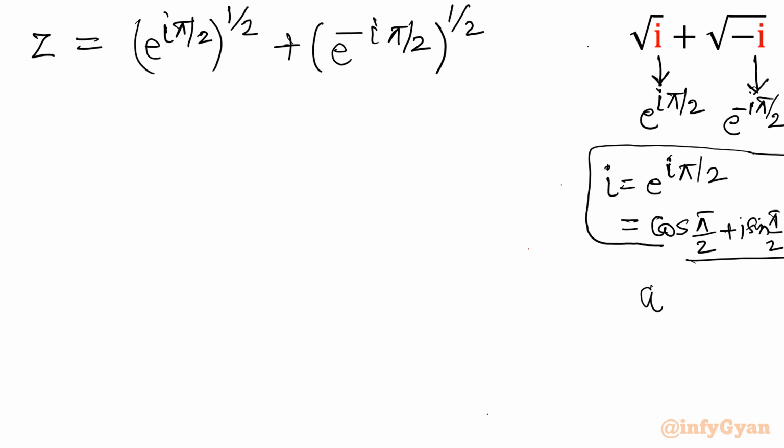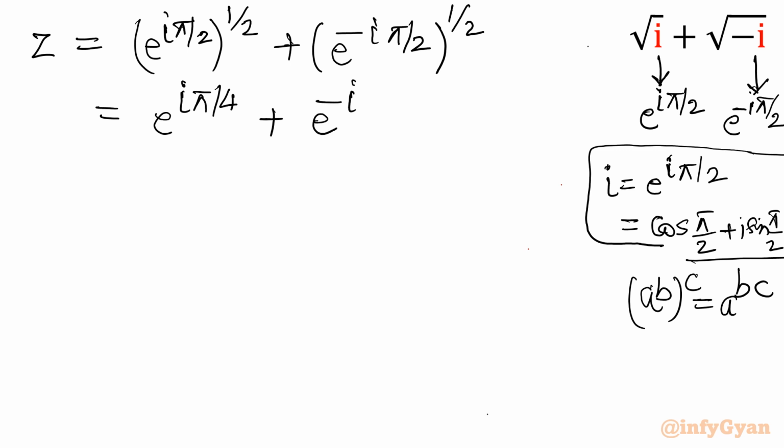a raised to the power b raised to the power c, then we can multiply the exponents. Multiply it. e raised to the power i pi over 4 plus e raised to the power minus i pi over 4. Now e raised to the power i theta plus e raised to the power minus i theta.